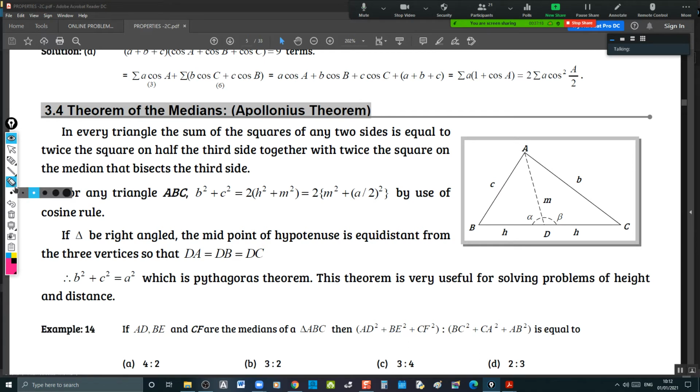Boys and girls, please respond. Do you have this in your 12th board exam, sir, or not? It is in our board exam.